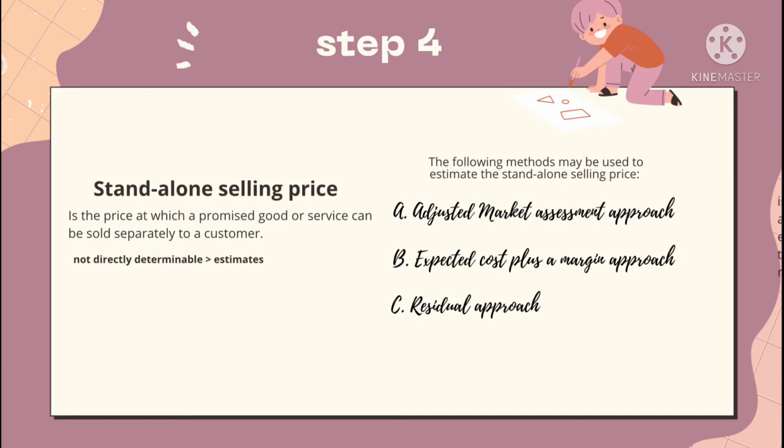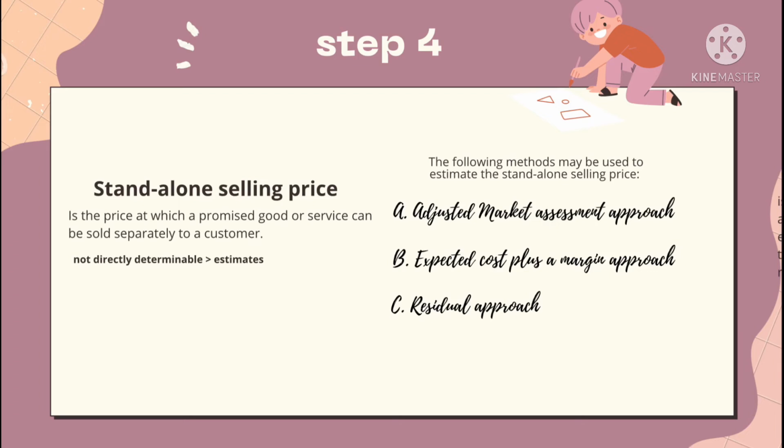The following methods may be used to estimate the standalone selling price. First is the adjusted market assessment approach. The entity evaluates the market where the goods or services are sold and estimates the price that a customer will be willing to pay for those goods or services. Second is the expected cost plus a margin approach. The entity forecasts the expected cost of satisfying a performance obligation and then adds an appropriate margin.